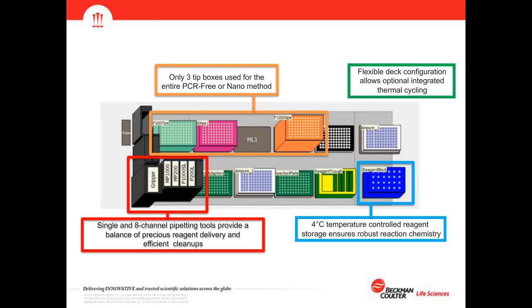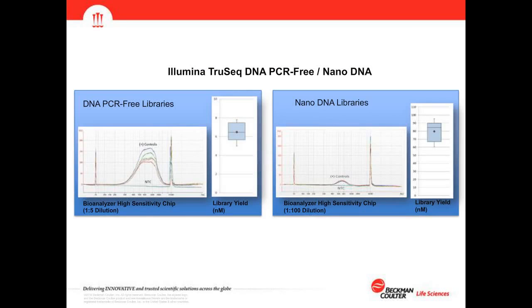So this is what it looks like. We have a set of tools, single and 8-channel pipetting tools, to provide a balance of precious reagent delivery and efficient cleanups. We use only 3 top tip boxes for the whole process. We have the reagents controlled at 4 degrees Celsius, and the deck is flexible enough to allow for a thermocycler integration, which is not shown here, if that should be required.